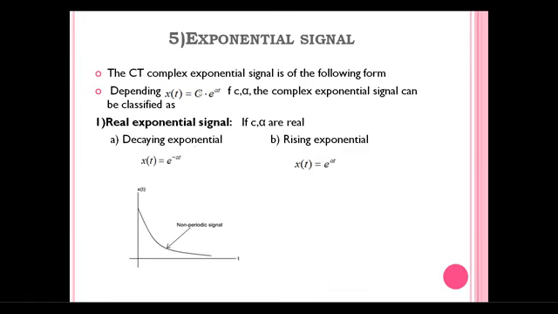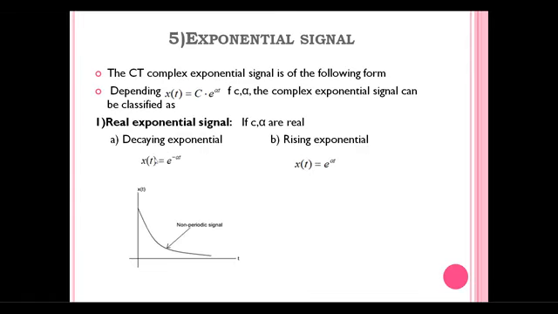If this constant c and this constant alpha both are real values, for example 2, 3, 4, real values, then that signal is called a real exponential. But in this real exponential signal, there are two types: one is the decaying exponential, another one is the rising exponential.